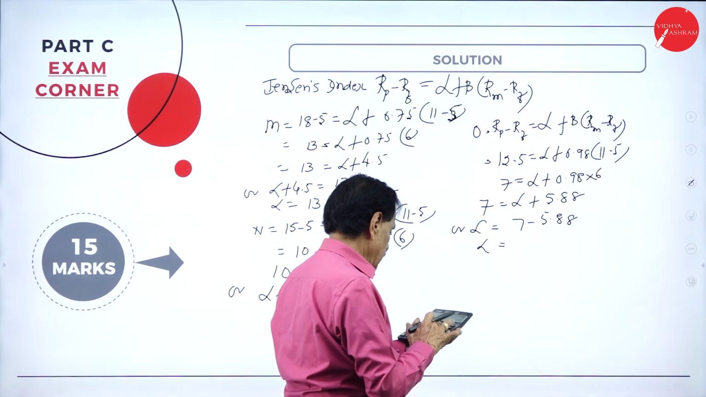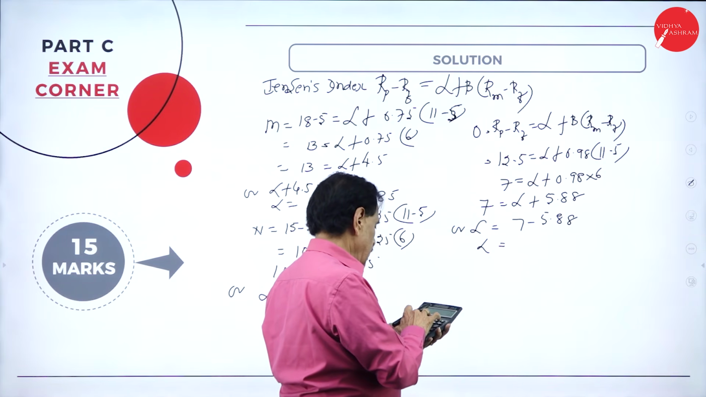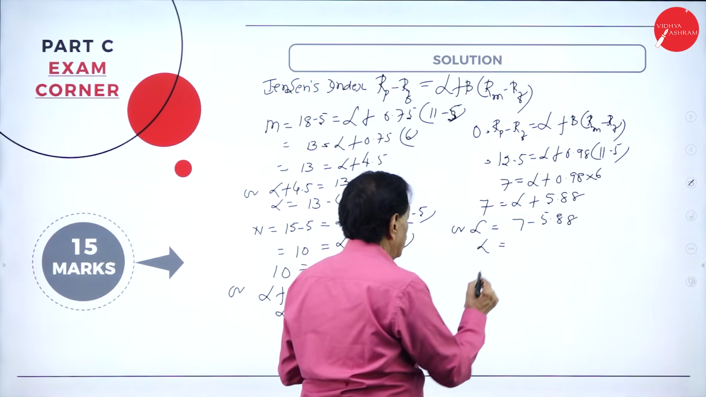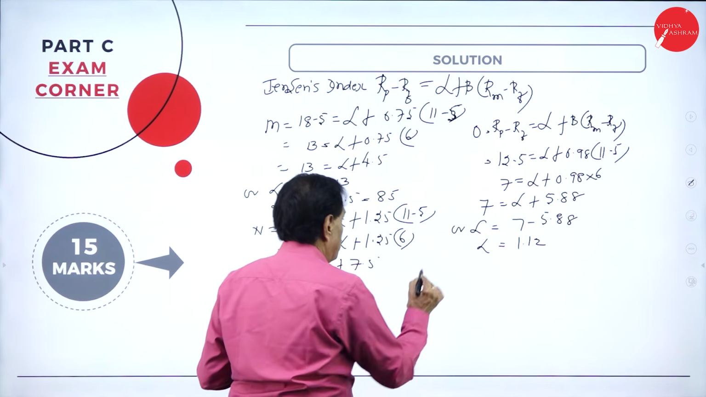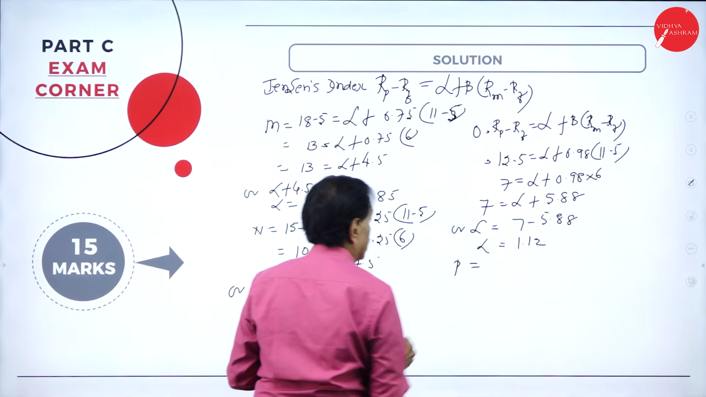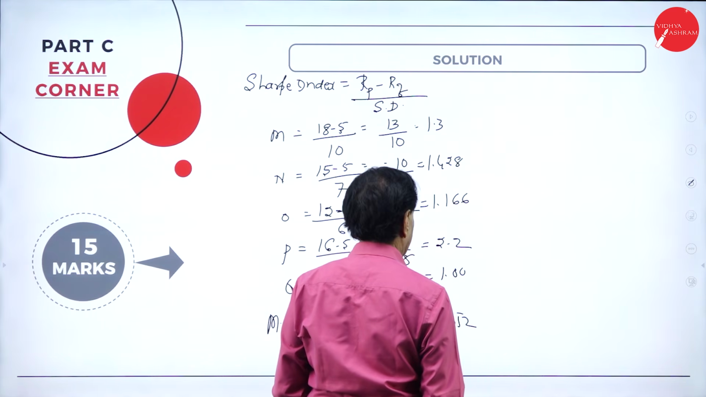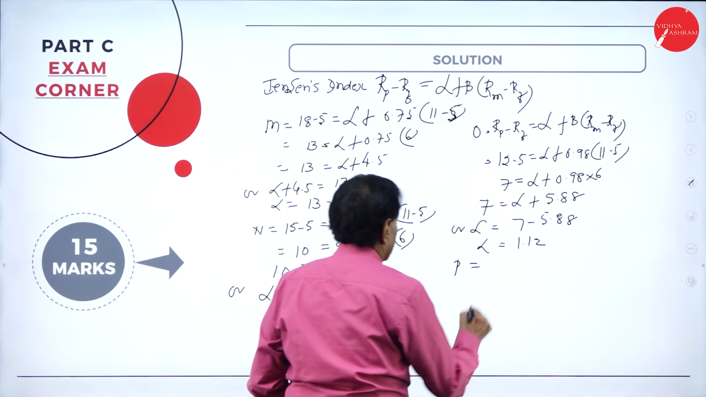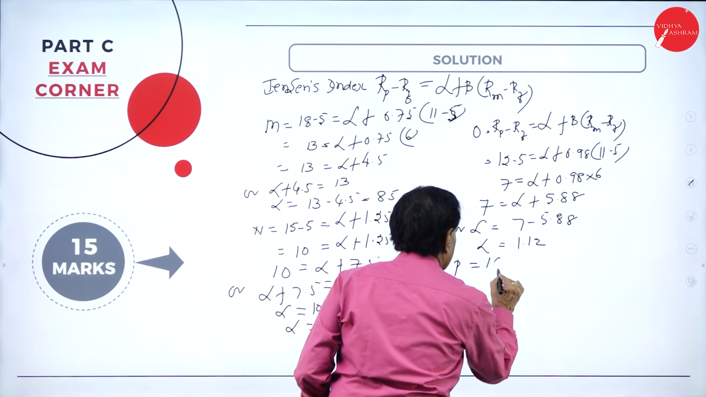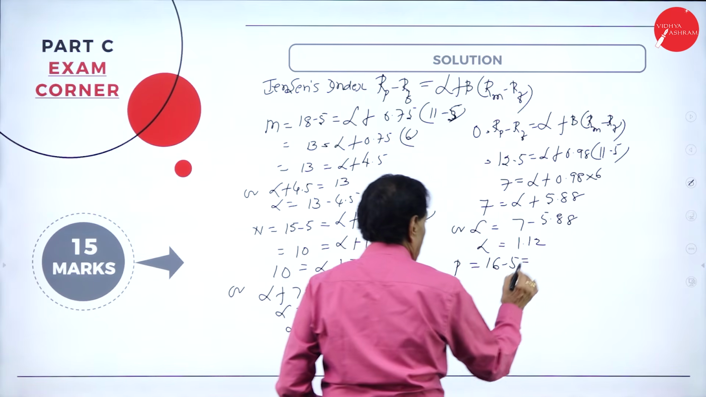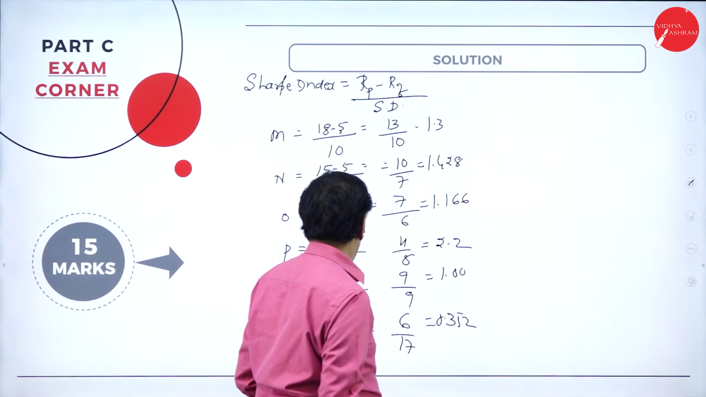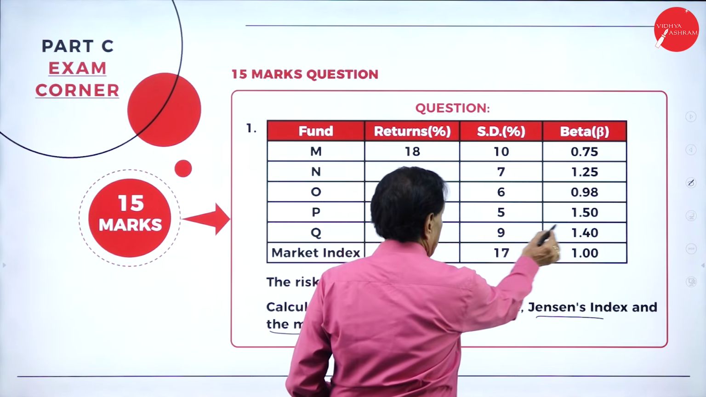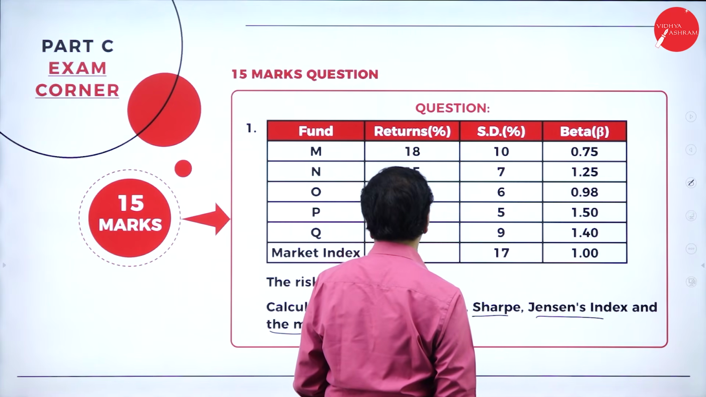7 minus 5.88 is 1.12. MNOP. Written 16 minus 5: alpha plus beta is P. Beta is 1.50.